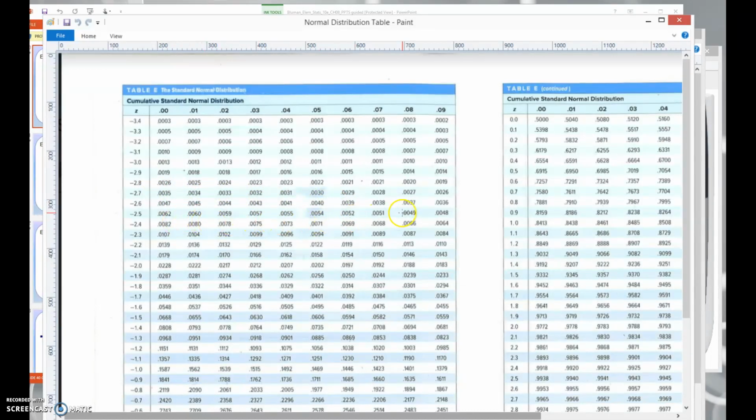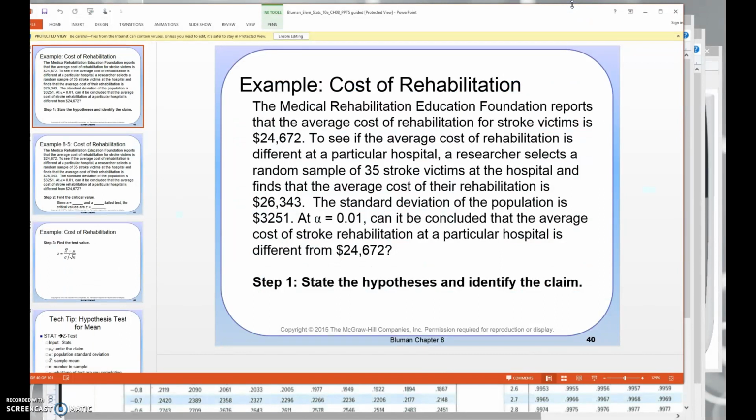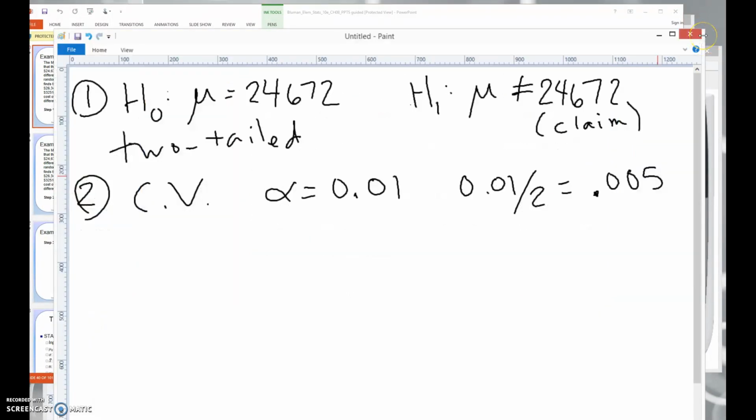Okay, here it is. A little bit farther down. Negative 2.5. It's closer probably to this 8, so we'll use the 8 one. Go back to my document so I can write that down. So that's our Z. Our critical value will be 2.58.